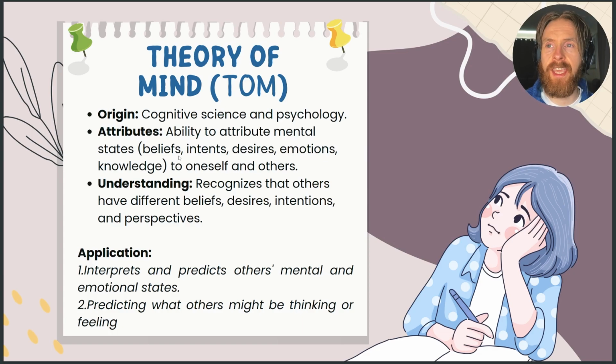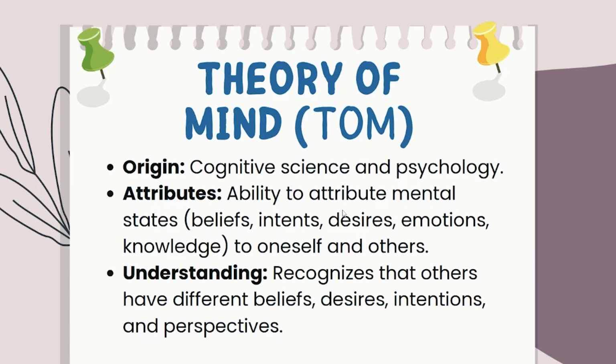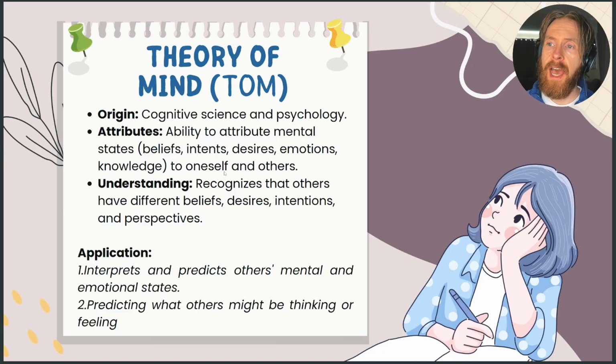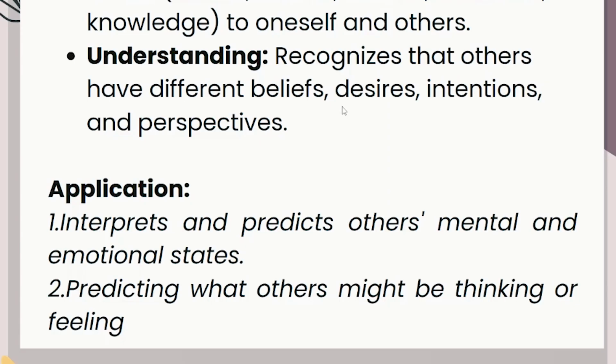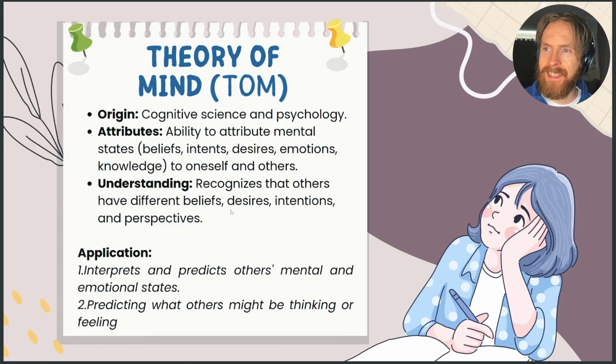First, let's look at what exactly theory of mind is. The origin is from cognitive science and psychology. It's the ability to attribute mental states such as beliefs, intents, desires, emotions, and knowledge to oneself and to others. It involves recognizing that others have different beliefs, desires, intentions, and perspectives. The applications are that we can interpret and predict others' mental and emotional states, and predict what others might be thinking or feeling. Let me give you an example so you can clearly see what this means.